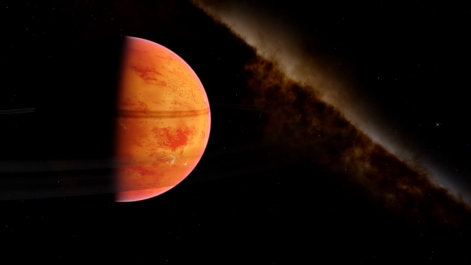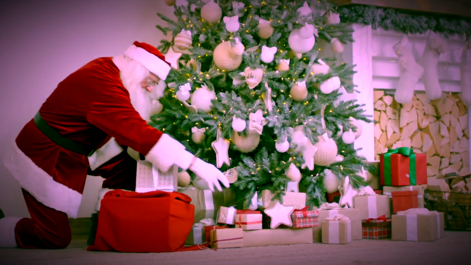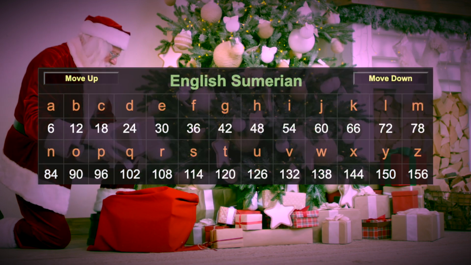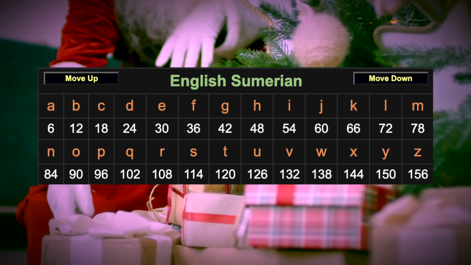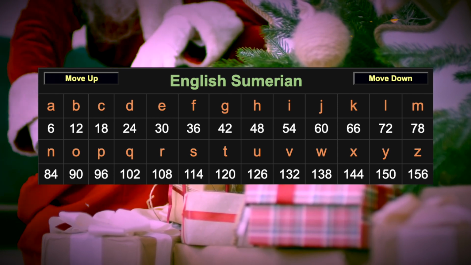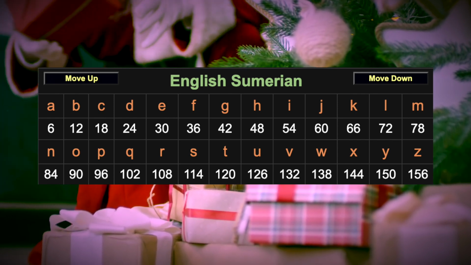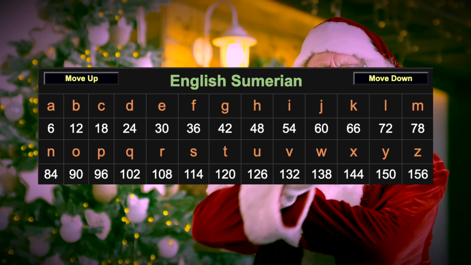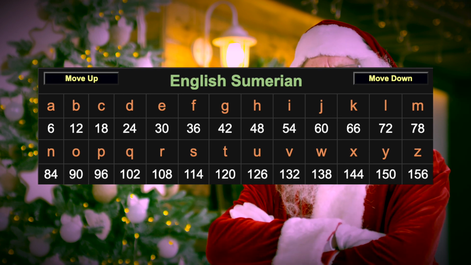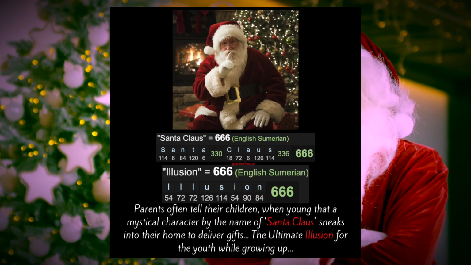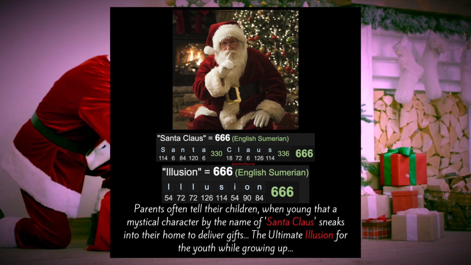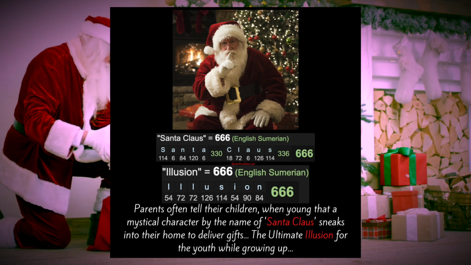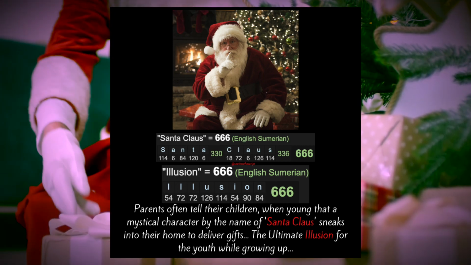Now, it wouldn't be a Christmas decode without bringing up one of the most important figures in the holiday that is Christmas, and that is Santa Claus. Now, this cipher is simply taking the alphabetical order and multiplying it by 6. So essentially, A has the value of 6, B has the value of 12, C has the value of 18, going up and up in increments of 6. With that being said, notice how Santa Claus has the numerical value of 666. This matches with the word illusion, which equals 666.